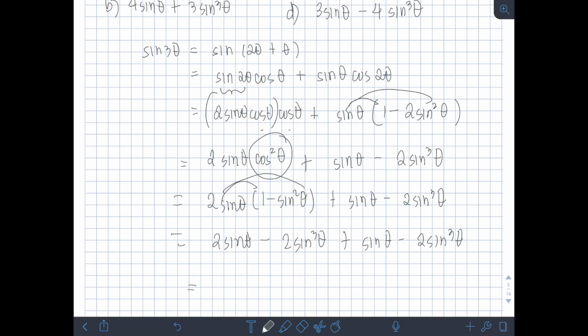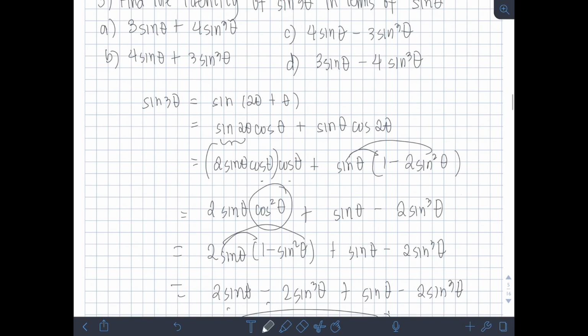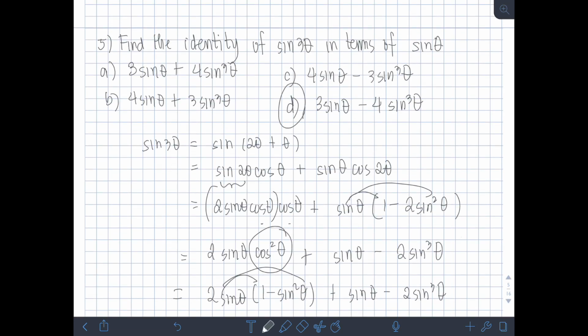Combine similar terms. So, itong 2 sine theta plus sine theta magiging 3 sine theta. Itong negative 2 sine cube theta minus 2 sine cube theta magiging negative 4 sine cube theta. So, therefore, ito na yung sine 3 theta in terms of sine theta: 3 sine theta minus 4 sine cube theta. Okay? So, the answer is letter D.